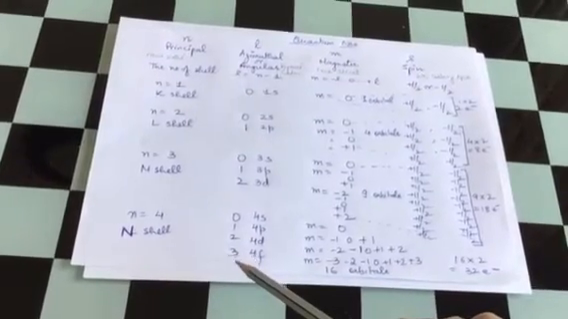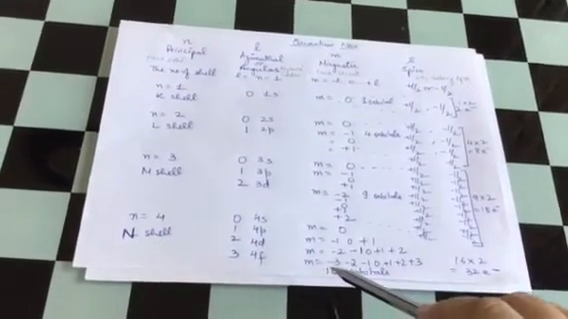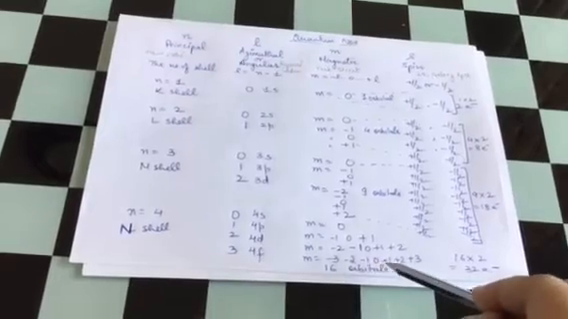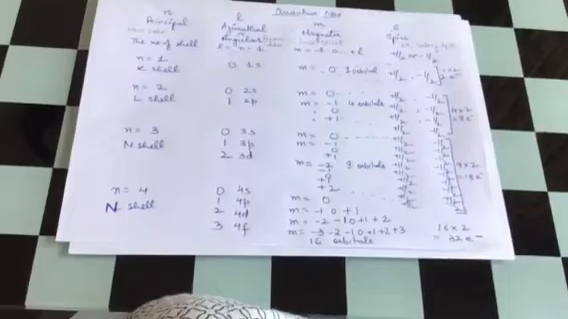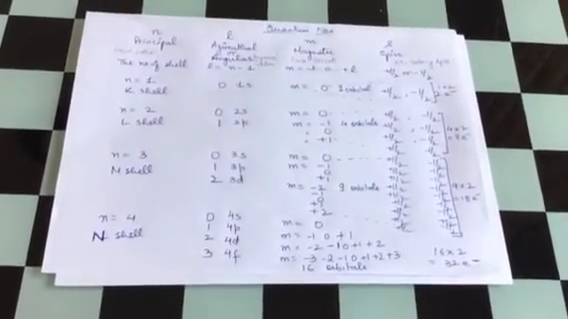For L is equal to 3, m is equal to minus 3, minus 2, minus 1, 0, plus 1, plus 2, plus 3. I don't want to bore you further with this. Let's come straight to the topic.